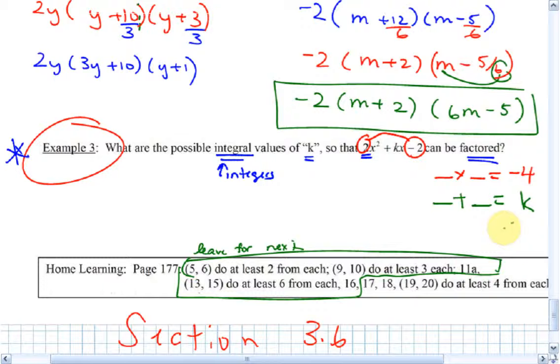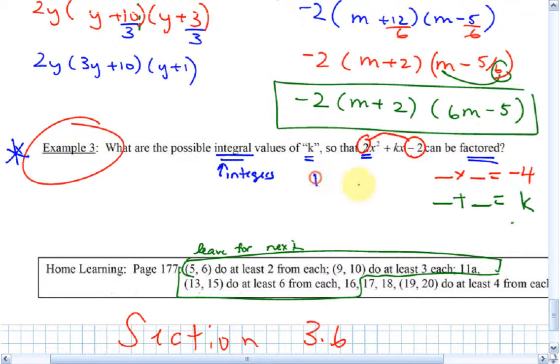Now, what we did next is we had to figure out, okay, what are the different combinations that multiply to -4? And I guess in this case, add to k. But we don't know what k is right now. So let's just do the combinations that multiply to -4. Help me out, somebody. What is one combination of two numbers that multiply to -4?